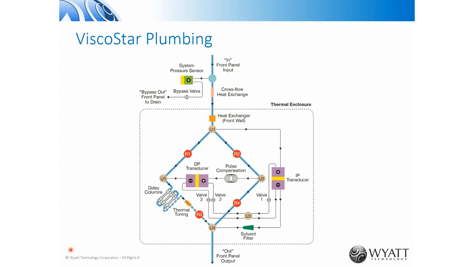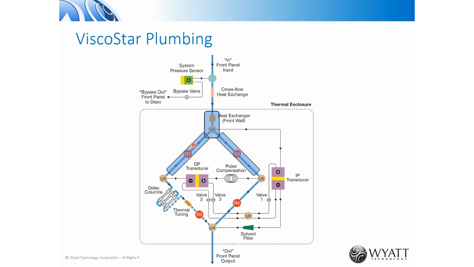Okay, so let's put this all together and see what this looks like in terms of a real instrument. Here we have the plumbing diagram for the ViscoStar, and the first thing that you do is you introduce the sample from the top. We have a system pressure sensor that checks to make certain that the pressure of the system has not gone too high, and if it does, it protects the system by opening up a bypass valve. So if you ever get a plug, or if you inject some sample that's a very high viscosity, the system will automatically protect itself.